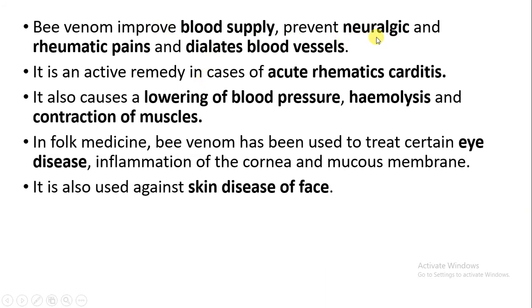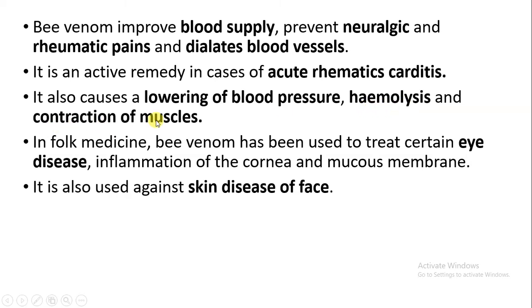It prevents neuralgia, meaning irritated nerves, that is called neuralgia. It also treats rheumatic pains, and dilates blood vessels. Whichever blood vessels, whether artery or vein, it dilates them. Then here it is also used in acute rheumatic carditis. It is used to decrease the blood pressure. It is used in hemolysis. Hemolysis means destruction of the RBCs. If that is happening, it treats that as well.